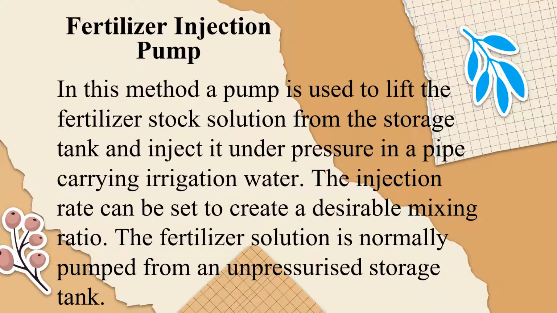The fertilizer injection pump. In this method, a pump is used to lift the fertilizer stock solution from the storage tank and inject it under pressure into a pipe carrying irrigation water. The injection rate can be set to create a desirable mixing ratio. The fertilizer solution is normally pumped from an unpressurized storage tank.